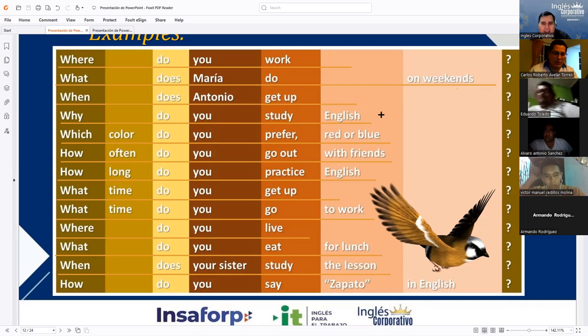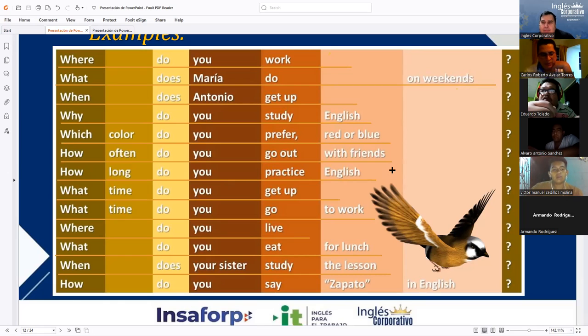Why do you study English? I study English because I need it for my job. What color do you prefer? Red or blue? I prefer blue. How often do you go out with friends? I go out with friends every weekend. Every weekend. How long do you practice English? I practice English every day.